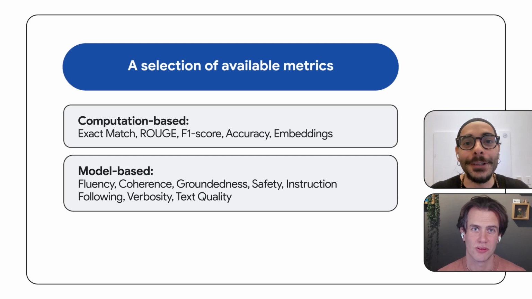ROUGE and F1 scores are computation-based metrics. They compute similarity between the generated and reference summaries. And what about those other metrics? Oh, they are interesting. Those are model-based metrics. They use another LLM as a judge to evaluate the quality of the summaries. Oh, I like that. So with these model-based metrics, we're getting a more intelligent judgment.